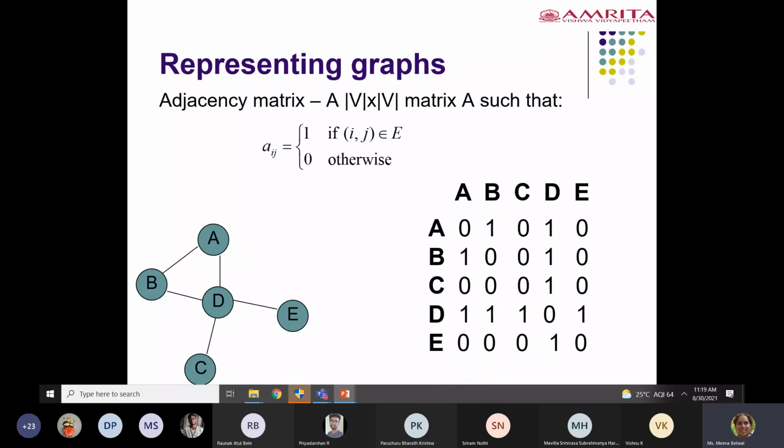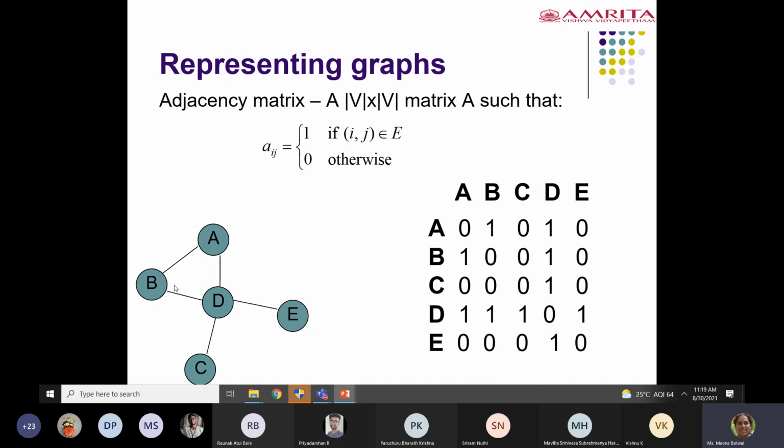Fine. Then we talk about adjacency matrix. So again, we will take both the examples. In adjacency matrix, it is a V cross V matrix, right? A, B, C, D, E, you have 5 vertices. So it's a 5 cross 5 matrix such that the value of Aij is equal to 1 if there is an edge ij, otherwise it is 0. Right? So that's about the adjacency matrix.